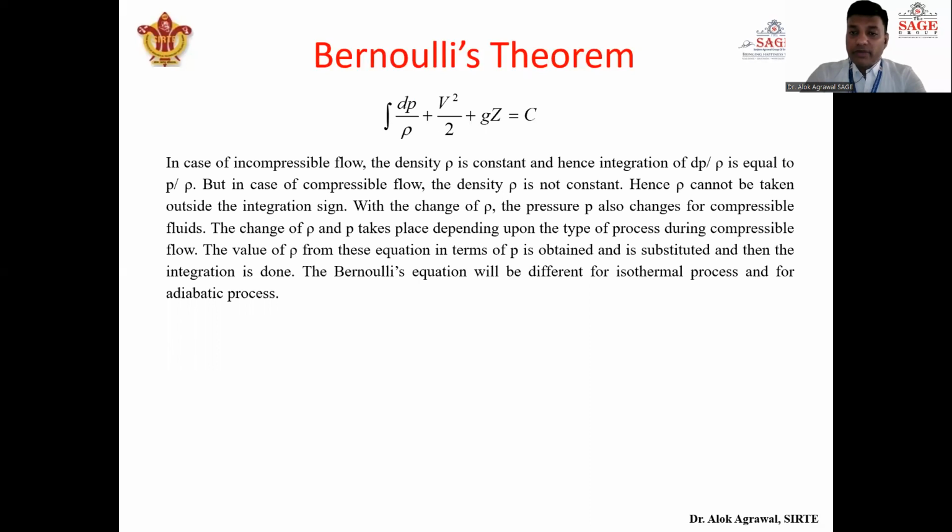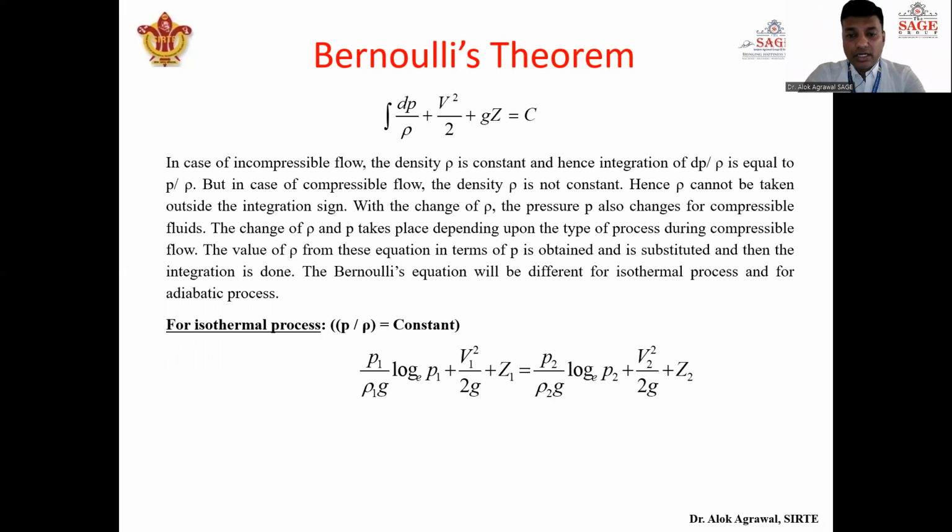So here we have to consider two cases, okay? Because compressible flow is there, so we have to involve thermodynamics here. So there can be two processes. The first one is isothermal process, and the second one is adiabatic process. So for isothermal process, we know that P by rho is equal to constant. So by substituting this, we will get a Bernoulli's equation like this: P1 by rho1 g log P1 plus V1 square by 2g plus Z1 is equal to P2 by rho g log P2 plus V2 square by 2g plus Z2. Similarly, for adiabatic process, P by rho to the power k is constant.